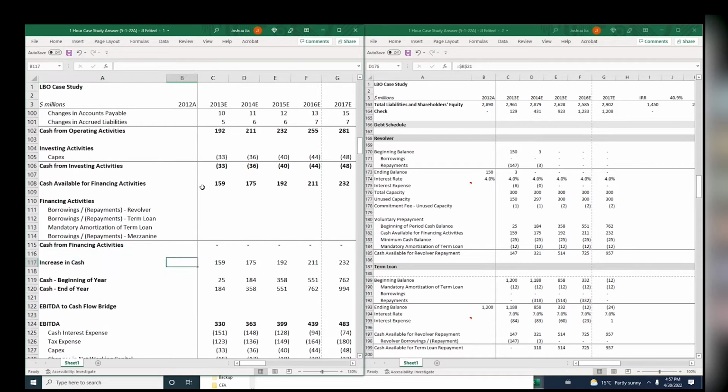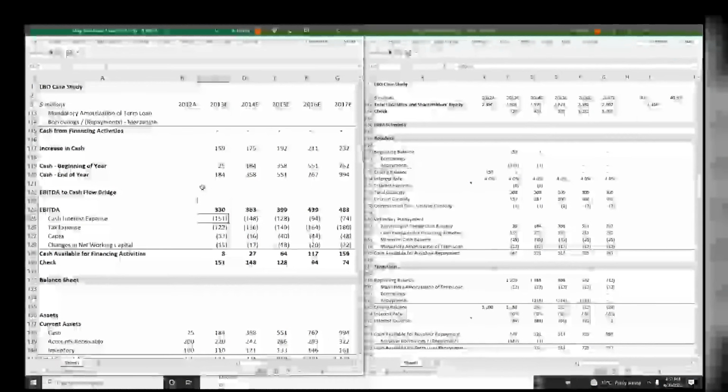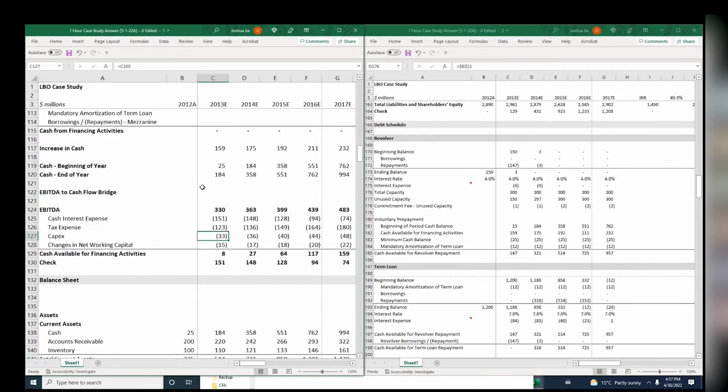Okay, so that's pretty much that. Let's jump into it. I'll go over what this is. This is a check. It's like bridging EBITDA to cash, just to make sure I didn't screw up. Obviously, this is not right now because I took out all the debt numbers.